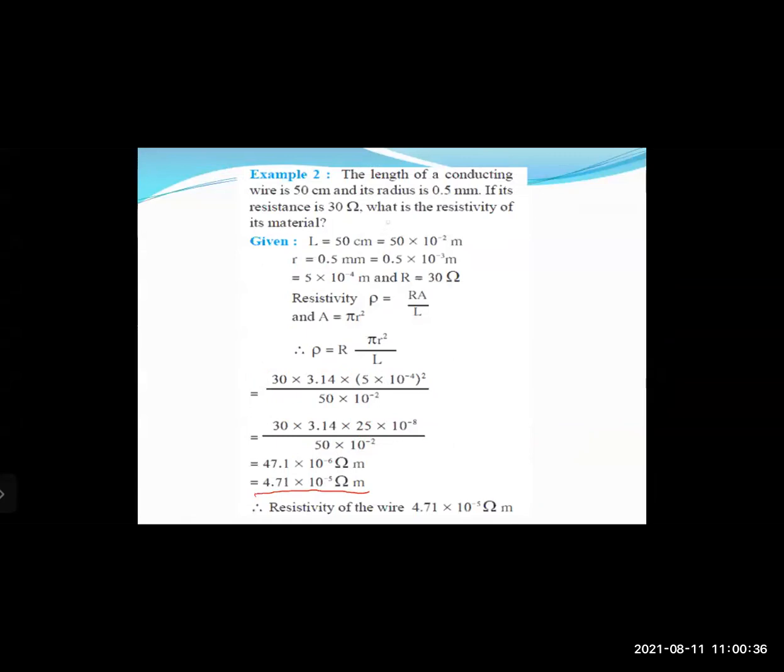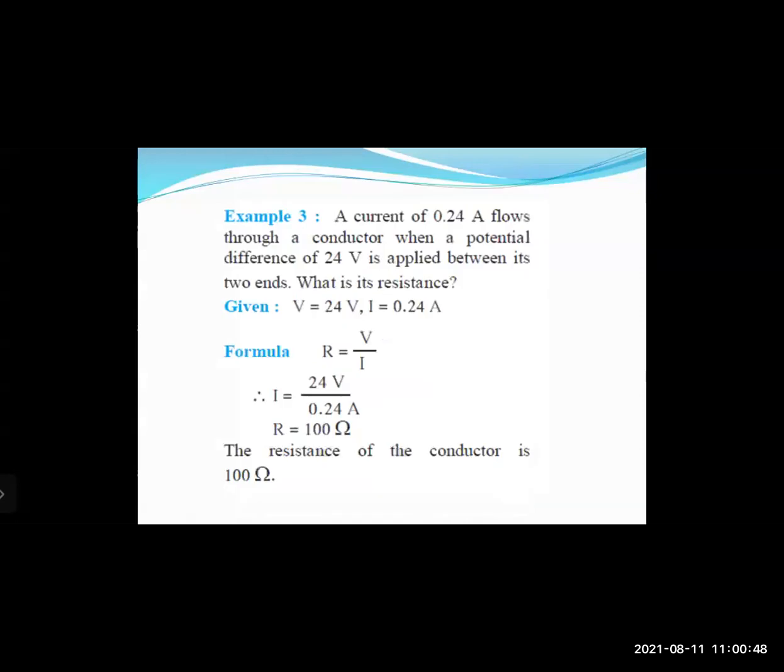And then you have to write it in a statement. So what is the question? What is the resistivity of the material? So we'll write: the resistivity of the material, or the resistivity of the wire, is 4.71 into 10 raised to minus 5 ohm meter. Then we will go to the next numerical now, example 3.